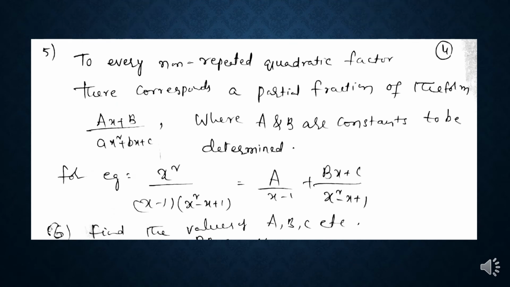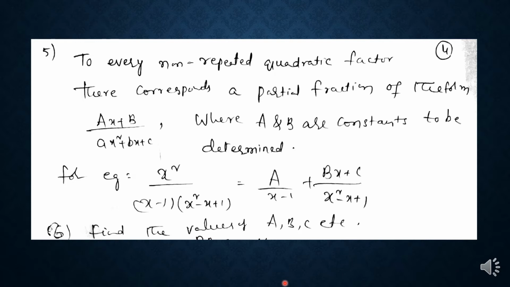To every non-repeated quadratic factor, there corresponds a partial fraction of the form (Ax plus B) by (ax square plus bx plus c). Suppose in the denominator we have a quadratic factor which cannot be factorized. Then we should take the partial fraction as two terms, that is the x term and the constant, like Ax plus B by that quadratic factor, ax square plus bx plus c, where A and B are constants to be determined.